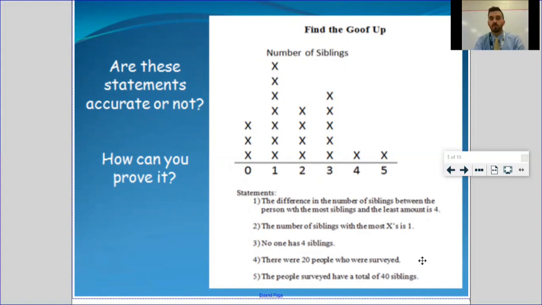Number 4 says there were 20 people who were surveyed. All right, so I told you each of those X's just represents one person. So I'm going to give you a chance to count those and see if that's accurate. And while you do it, I'm going to do it too.